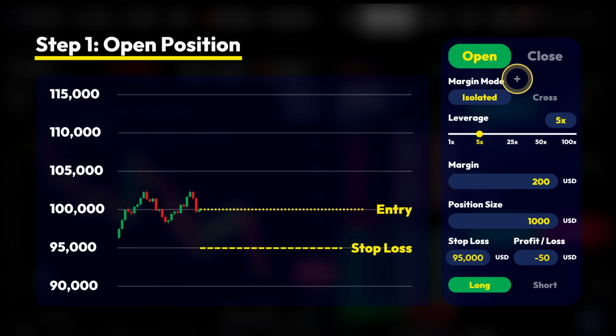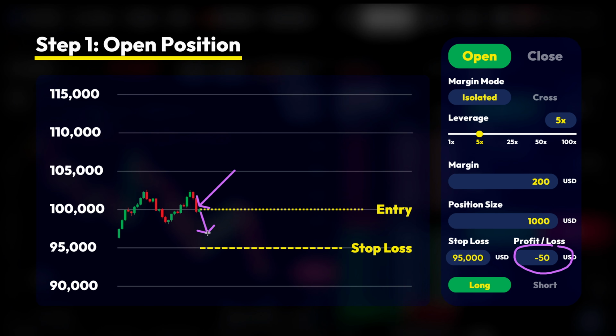Next, we need to determine our position size and stop loss, and these are typically determined by how much you want to risk in this trade. For example, let's say you want to risk a maximum of 1% per trade with a capital of $5,000. This would mean you would risk a maximum of $50 per trade. So I've made this example calculation. We want to place our stop loss at a maximum loss of $50 at a current price of $100,000.